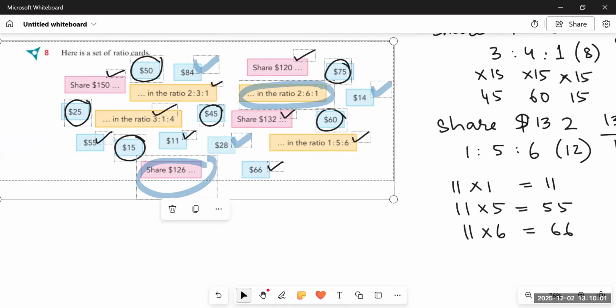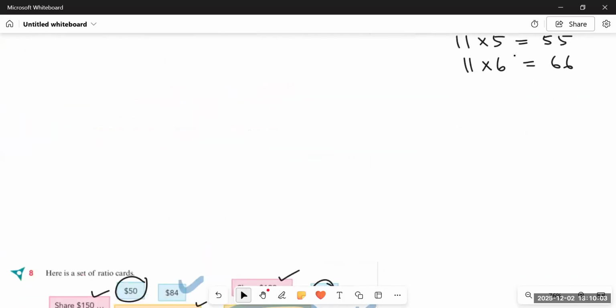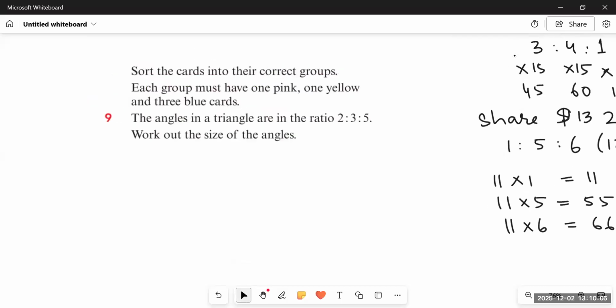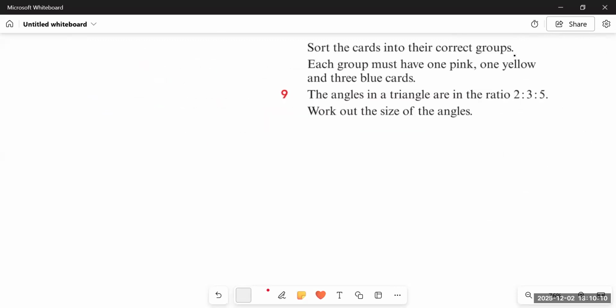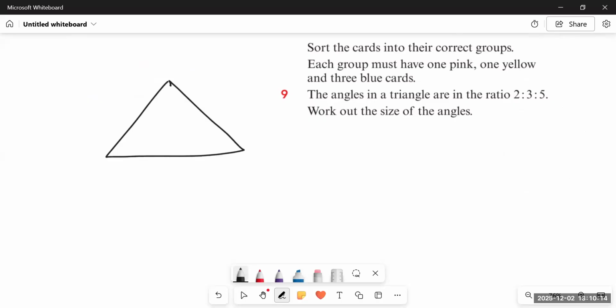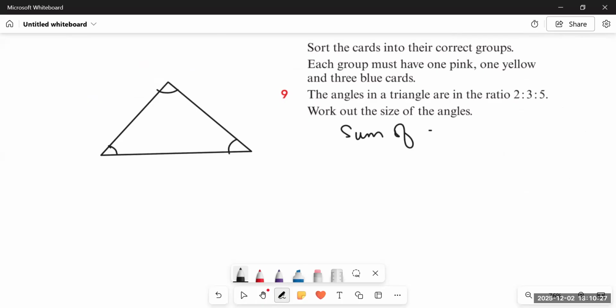Okay. Now the next question is, the angles in a triangle are in the ratio 2:3:5. Work out the size of the angles. Since we know that the sum of angles in a triangle is always 180 degrees, we have to find out the size of each of the angles. So what are we supposed to do, students? Since we know that the sum of angles for any triangle is 180 degrees.